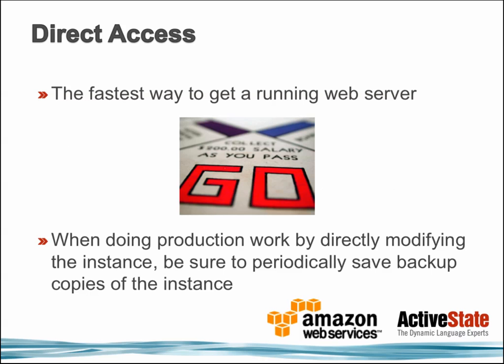The fastest way to get up and running is what we call direct access, and that's what we're going to talk about in this screencast. The direct access method is to fire up an AMI and to log into it directly and work on it. A good practice if you're working on an AMI directly is to periodically back up and save copies of the instance so that you can reboot them at will.